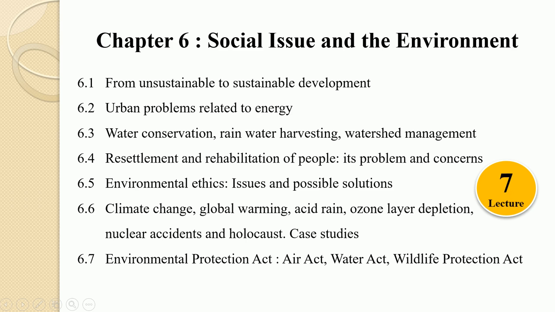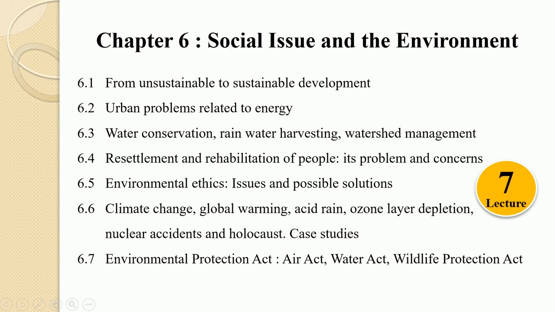The sub points are from unsustainable to sustainable development. Now, sustainable development is very important, meaning whatever resources are available nowadays should be used in such a way that these resources are available to the next generation also. Such a kind of use is referred to as sustainable use. And we are going to learn, from unsustainable use to sustainable, how we can use resources effectively or sustainably.